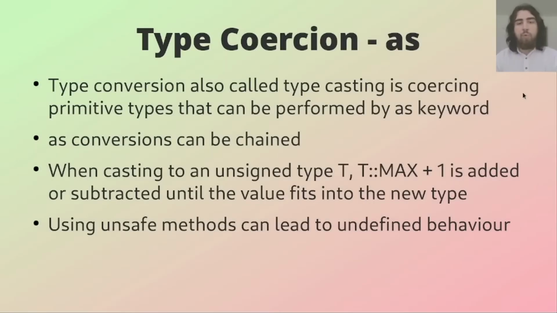Let's now look at type coercion, and we have already seen the as keyword, which is mostly used for converting integers. Type conversion, also called typecasting, is coercing a primitive type, and it can be performed by the as keyword. As conversions can be chained, and when casting to an unsigned type t, for example, then t max plus 1 is added or subtracted until the value fits into the new type. And using unsafe methods can lead to undefined behavior.